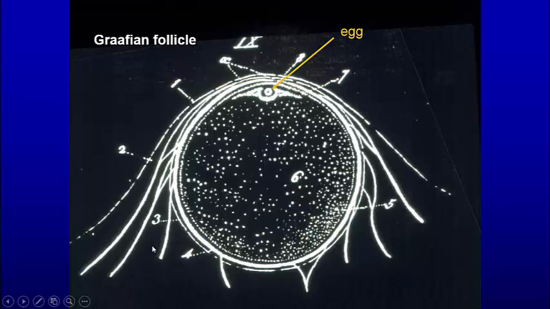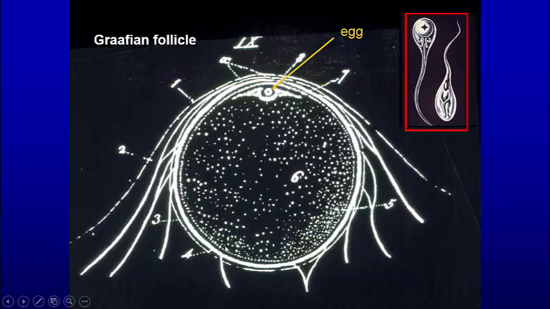So Graaf drew this, this is his drawing, and he drew the follicle with the egg in there, however, he thought the whole follicle was the egg, not that, and that's why we don't call it Graafian egg, we call it Graafian follicle, because he really drew the follicle which had the egg in it, even though he thought the whole thing was egg.